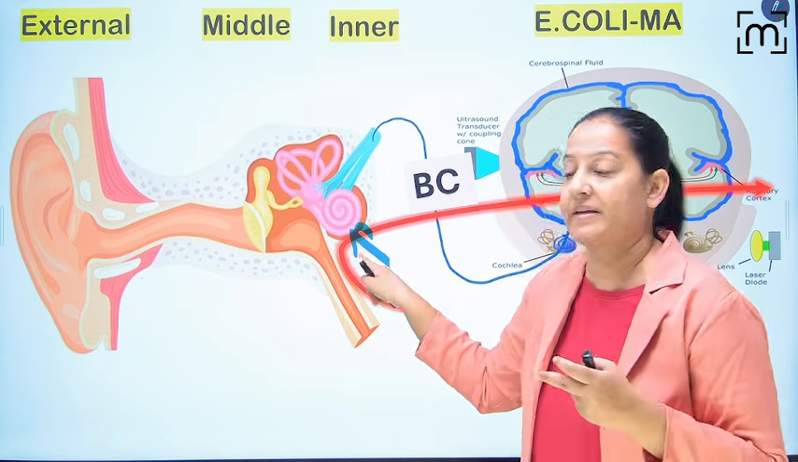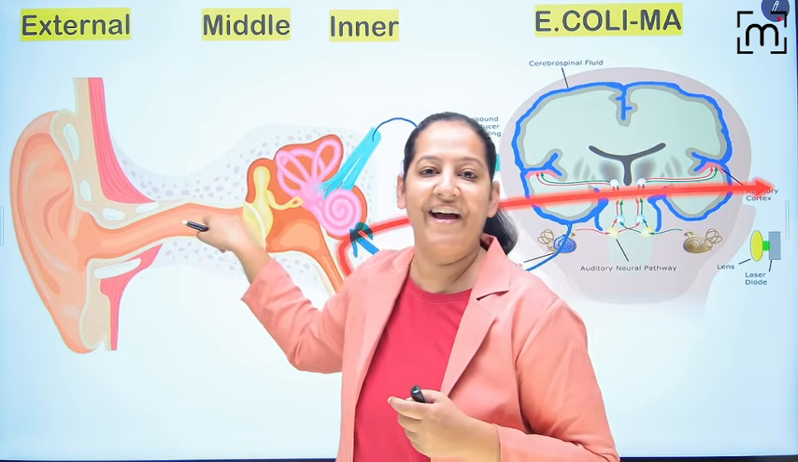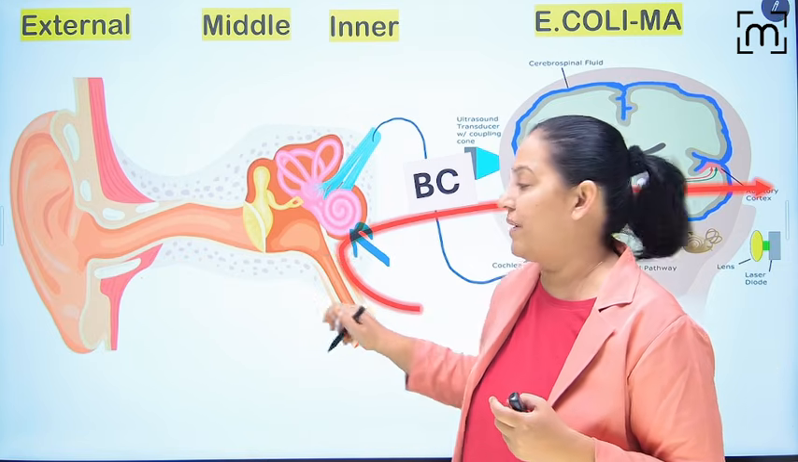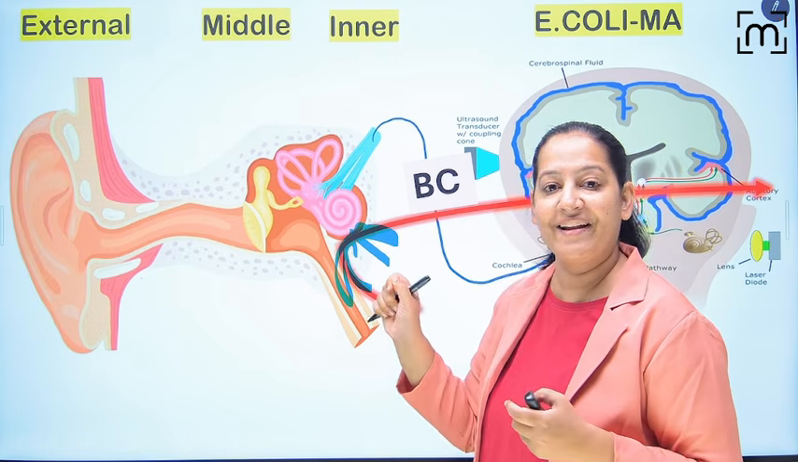You can see this is the mastoid. I am not giving stimulus here. It is not going via air. No, it is going via bone. So this is the mastoid. I am stimulating the mastoid directly.